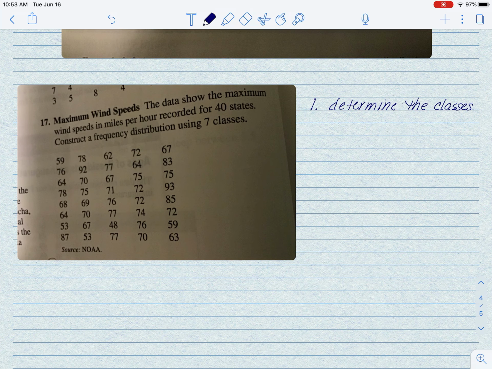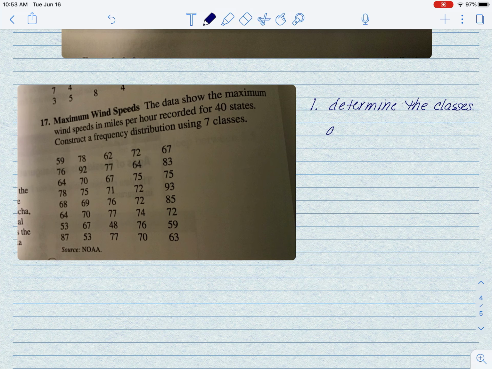So the first thing that we want to find is the highest and the lowest value. So the way you do that is you just really look over the data. So if I go down this first column, for example, the smallest value in this first column is 53. So I'm looking for something smaller than 53. Here's another 53. Here's a 48. Is there anything smaller than 48? No, so my lowest value is 48.